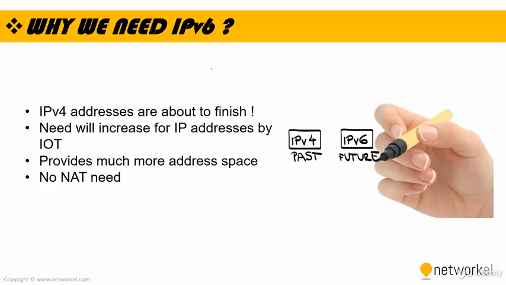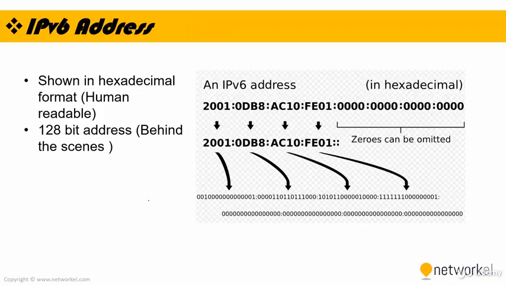And it's time to talk about IP version 6. As we talked about in our previous sections, IPv4 addresses are about to run out, and the need for IP addresses will increase because of IoT, as you know. IPv6 provides much more address space. As you remember, it was an undecillion, and we don't need NAT anymore. IP version 6 addresses are shown in hexadecimal format, but they are 128-bit addresses behind the scenes.